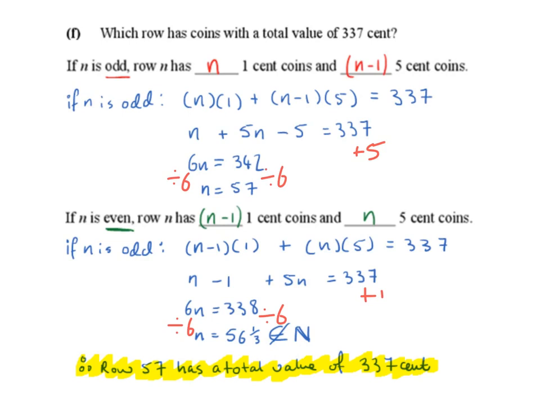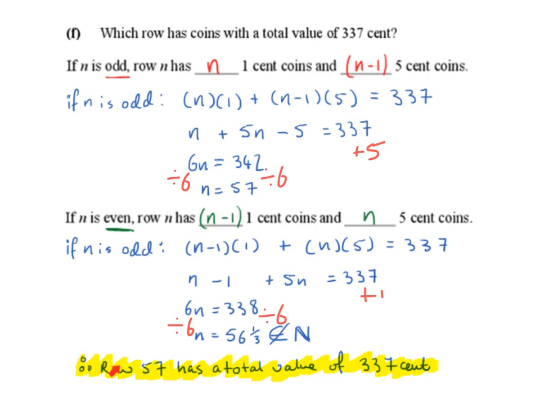So we've got the first row, then the second row, then the third row, then the fourth row. You don't say you have the 4.5 row or the 4.2 row or anything like that. So 56 and a third, there is no such thing as the 56 and a third row. There's the 56th row, the 57th row, the 58th row, and so on. But there's no such thing as the 56 and a third row. So therefore, n must be equal to 57.